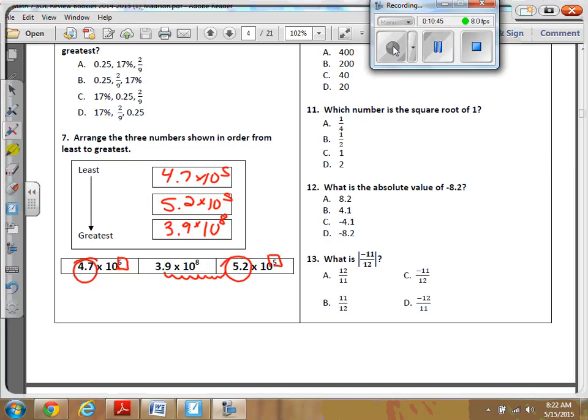All right, number 12, what is the absolute value of negative 8.2? 8.2 is just distance from 0. It's always positive. What is the absolute value of negative 11 twelfths? 11 twelfths. Those should be easy questions for you to get right on the SOL. Questions?